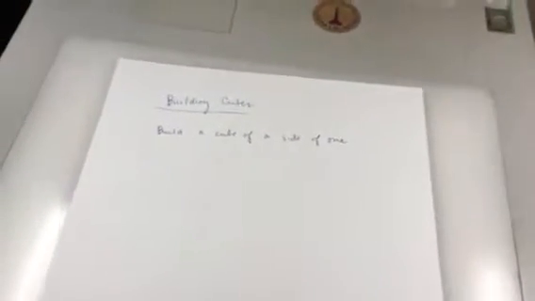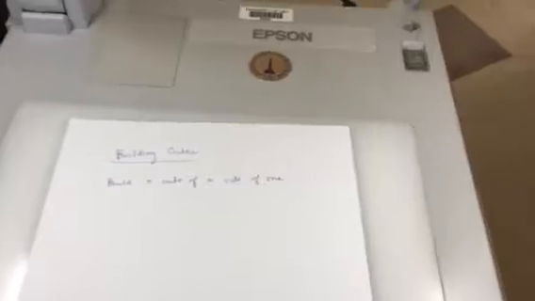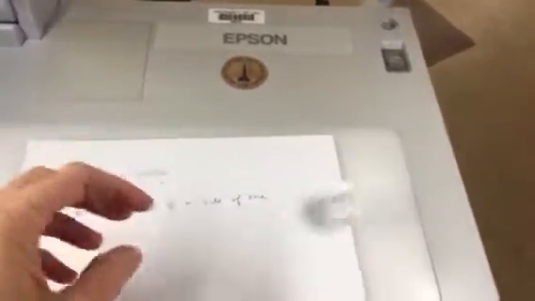This one says build a cube of side 1. Well, how am I going to do that? Here it is. 1 snap cube. So I'll try to get that on the video here. So build a cube of side of 1 is 1 snap cube.